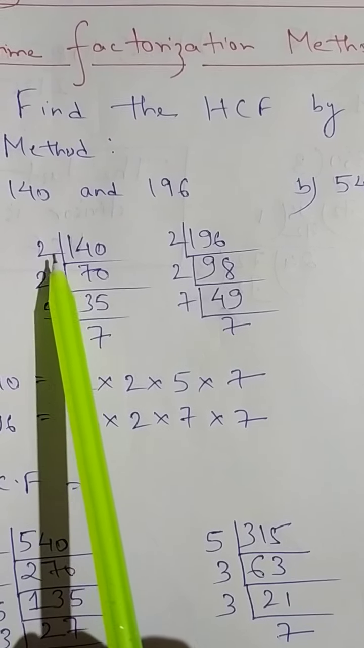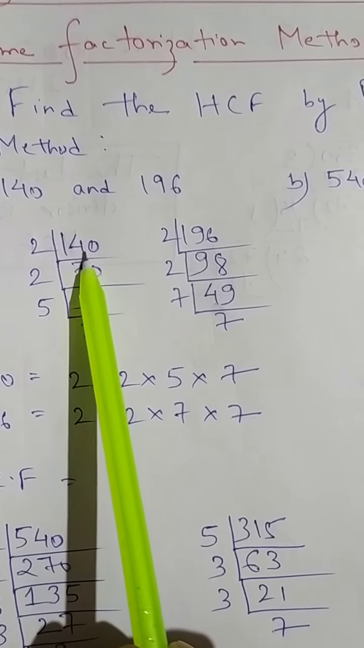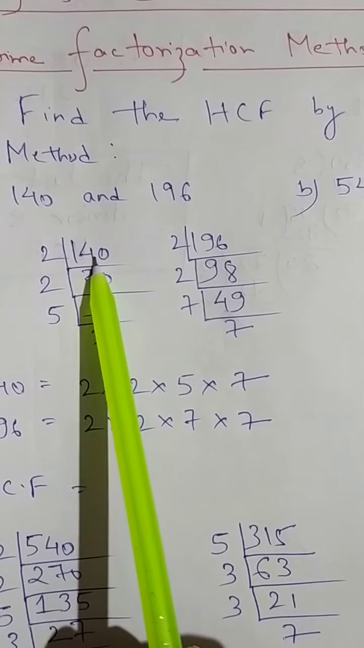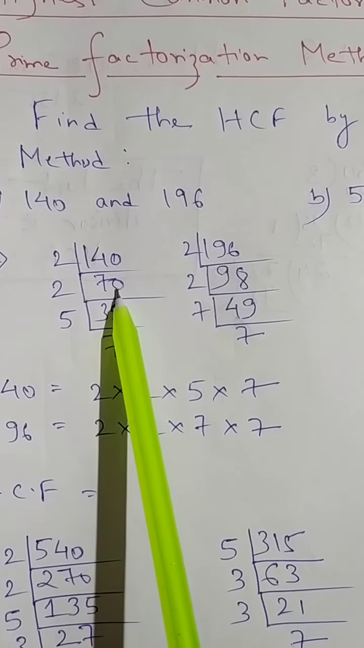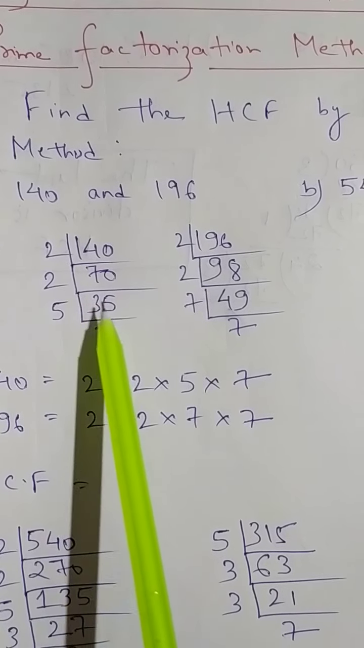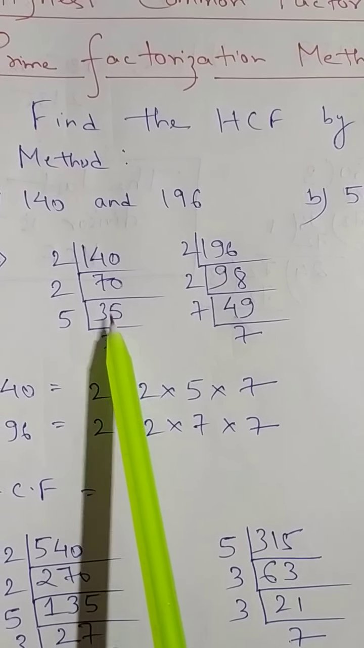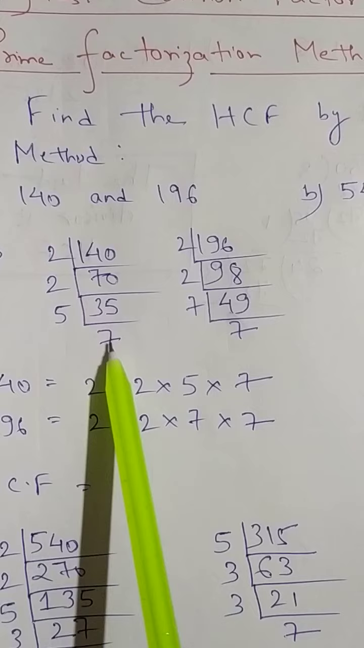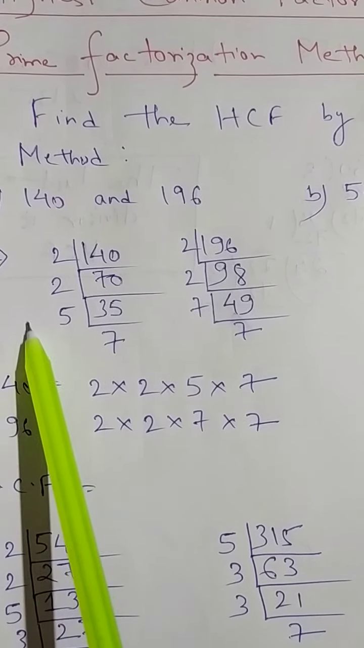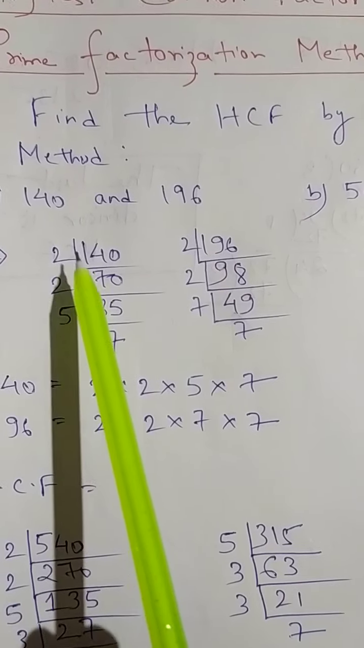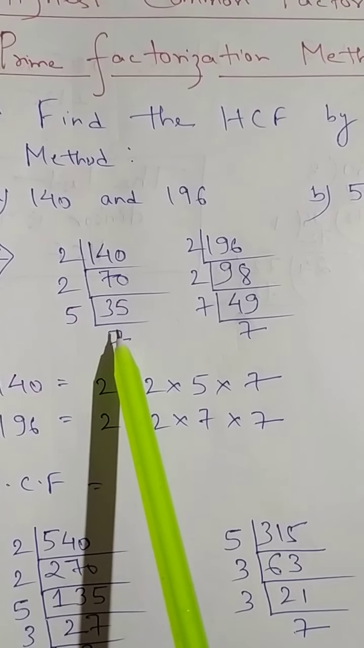So if 2 divides 140, then what will be the answer? 70. We have written here 70. Then 70 again with 2, the answer is 35. Then 35 with 5, 5 7s are 35. Remember, always these numbers, you have to use the prime numbers. See, 2, 5, 7, all are prime numbers here.